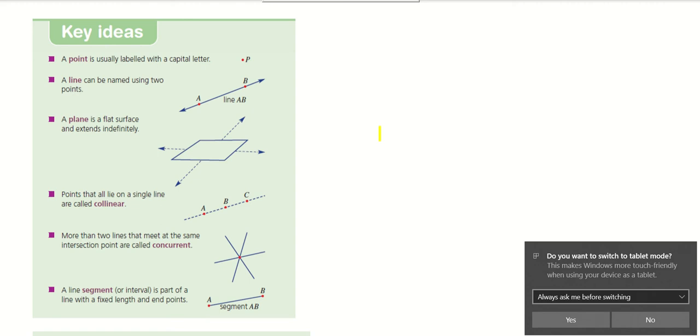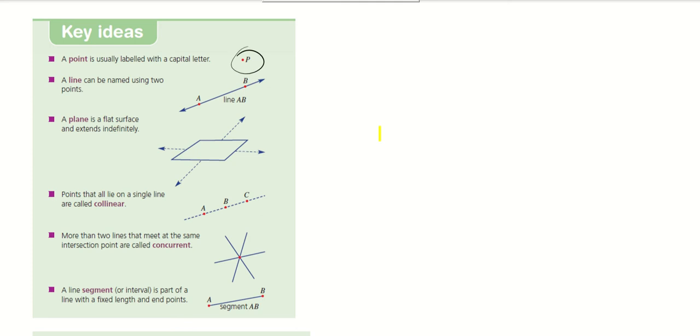So here, it's quite simple. A point is a point. It's labeled with a letter. That's P, point. A line, not to be confused with a line segment down the bottom, can be named using 2 points. So it's A and B here, but it goes on forever. You can see the arrows. These lines go on forever. So it's not just that line. That's what the arrows mean. A plane is a flat surface that extends indefinitely as well. So these arrows show that these sections go on forever.